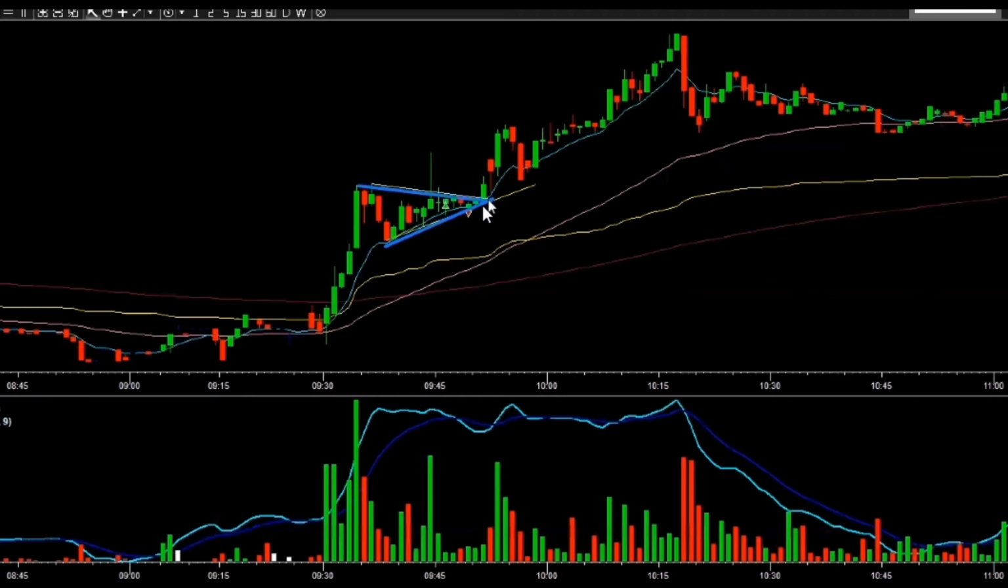But if it breaks above and holds above this downward trend line, you got this upward trend line. If it breaks above that and holds with volume, then I can look for those nice sells into the resistance and into the breakout.